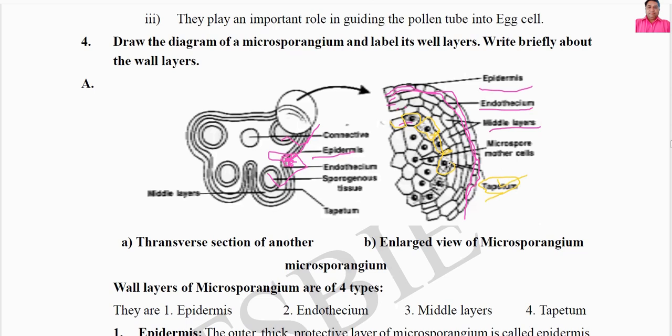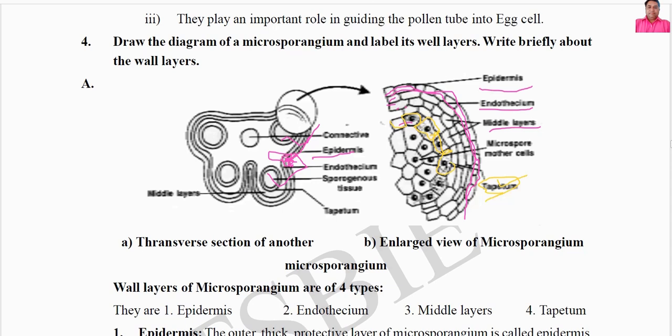So the part of the wall layer of the microsporangium that consists of 2 nuclei in a single cell is the tapetum. Once again, the microsporangium consists of 4 wall layers. Number 1 epidermis, number 2 endothecium, number 3 middle layers, number 4 tapetum.